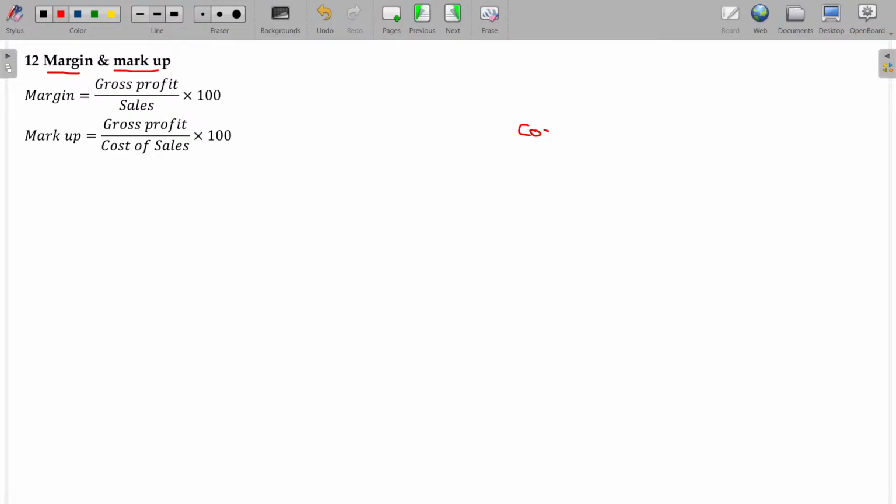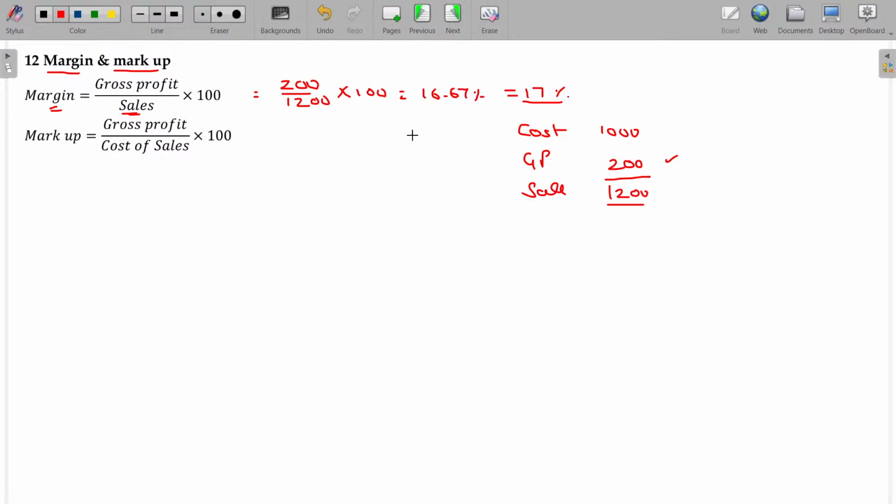See, if the cost is 1000 and your gross profit is 200 and your revenue is 1200. Whenever it is margin, you have to find out gross profit, and in the denominator you need to have the sales. 200 divided by 1200, you can represent in percentage: 16.67 percent, which I can round off to the whole number, 17 percent.